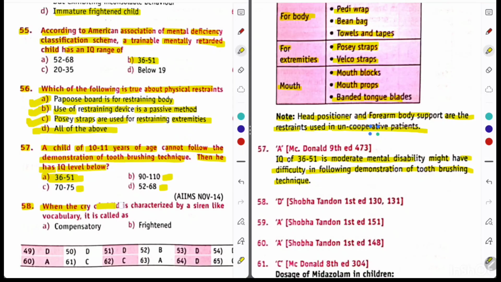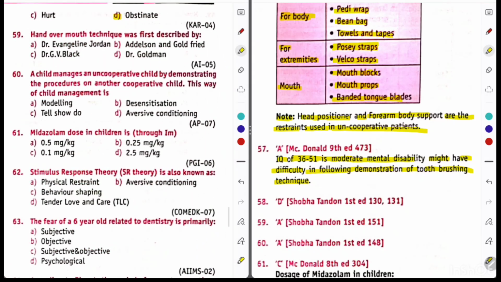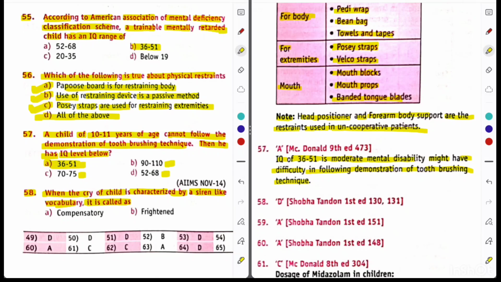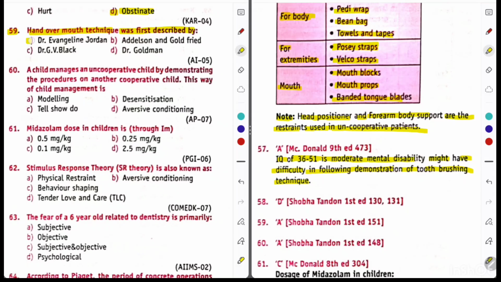Now question 58. When the cry of child is characterized by a siren-like vocabulary, it is called as. So we have studied about it. The answer is option D, obstinate. When the cry of child is characterized by siren-like vocabulary, it is called as obstinate. Now question 59. Hand over mouth technique was first described by. So we know its answer. Its answer is option A, Dr. Evangeline Jordan.